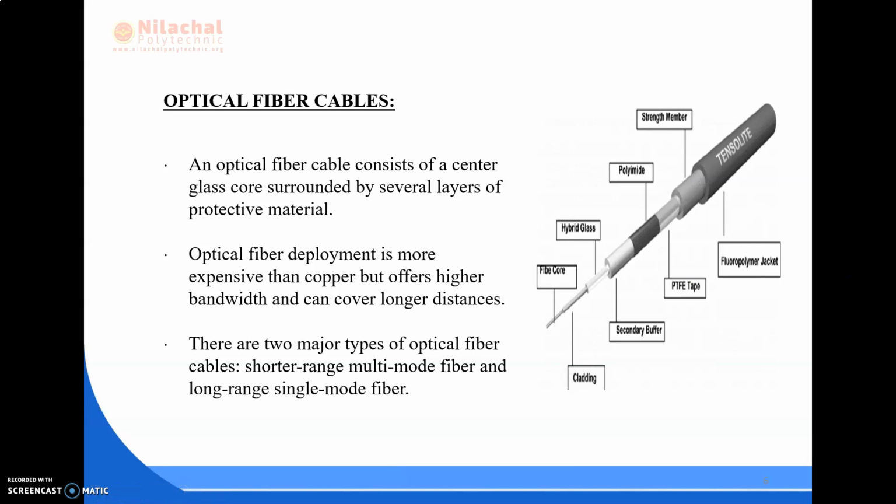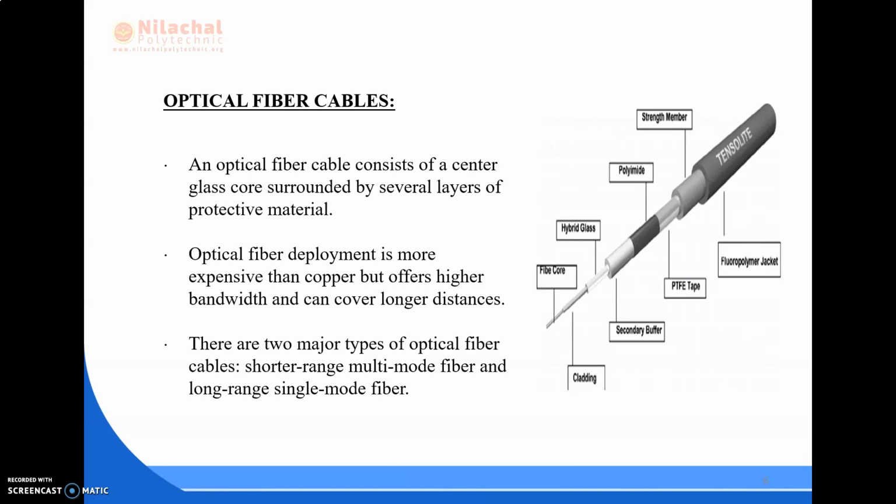Next comes the optical fiber cable. This type of cable is very popular and is essentially used for networking purposes. The optical fiber cable consists of a center glass core surrounded by several layers of protective material. The optical fiber development is more expensive than copper, but offers higher bandwidth and can cover longer distances, for which it is highly preferable over the other cables.